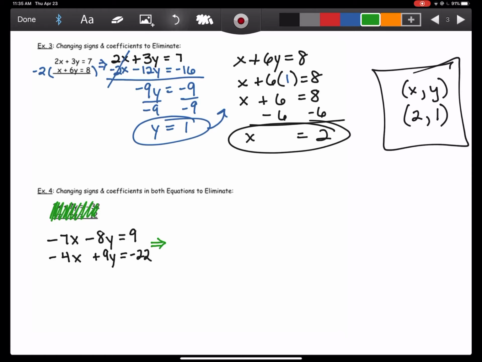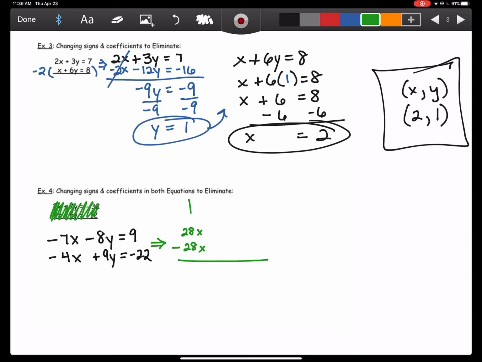And I'm going to multiply the bottom equation by 7 and the top equation by negative 4. Now, how did I come up with that? Well, let's first think, what does 7 and 4 make? Well, they both can make 28, okay? They both make 28. I want to turn them into 28x and 28x, but if I multiply them and they become positive and positive, those won't eliminate.